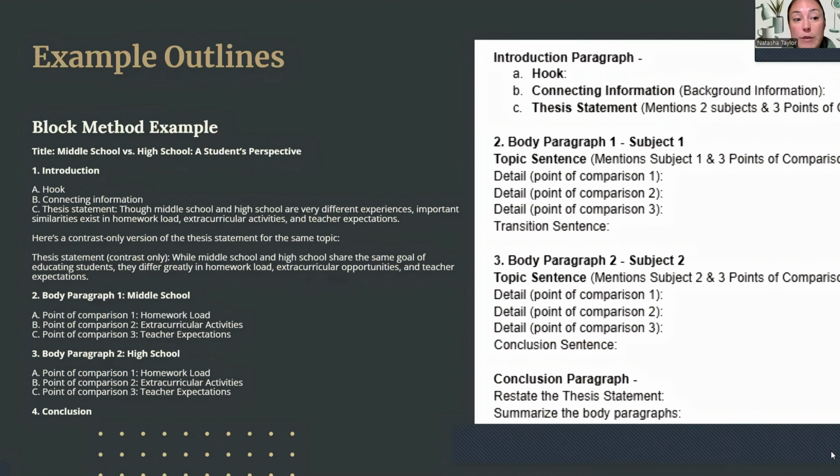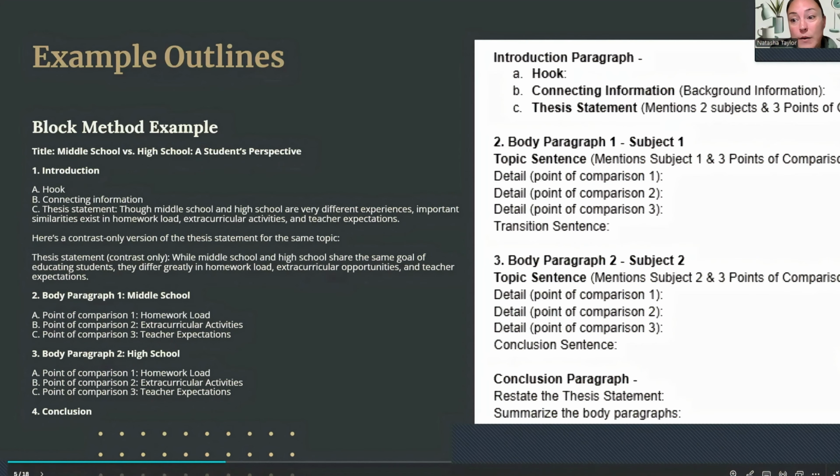So you're writing about these 3 points of comparison in this body paragraph focused on middle school, and then you move forward in body paragraph 2 in a similar manner, whereby you are talking about the second subject. So here you would be discussing high school, and then you're mentioning the 3 points of comparison, again in the same order: homework load, extracurricular activities, and teacher expectations.